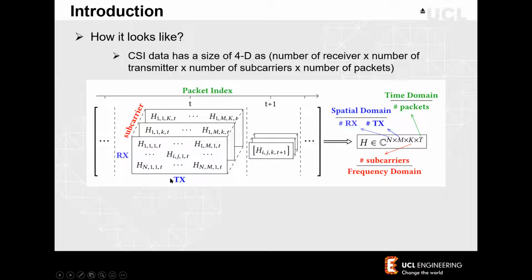Obviously, you can see this 4D matrix is going to be quite a large one. For example, a very popular setup is 3 receivers by 3 transmitters. Then, with the number of subcarriers being 56, and the number of packets normally like 1K per second, in that case you get quite a big CSI data set.